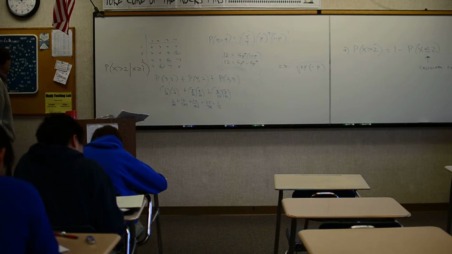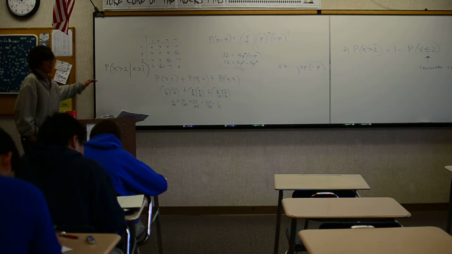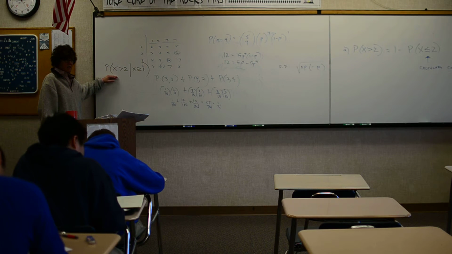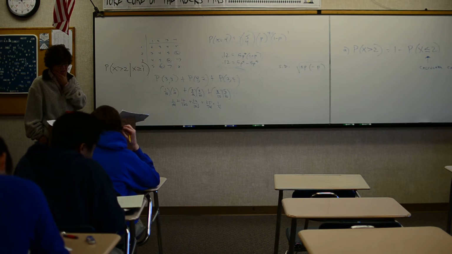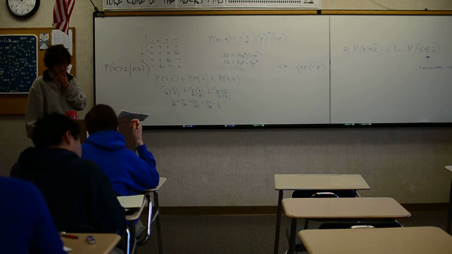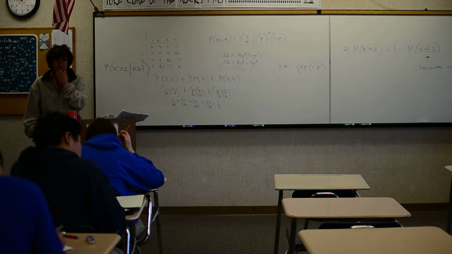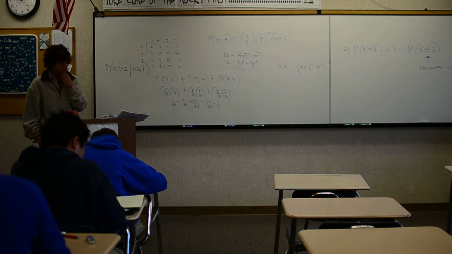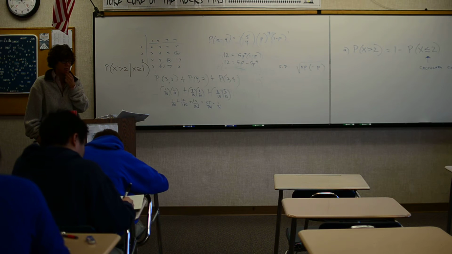But let's think about this. Probability that X is greater than 2, given that it's greater than or equal to 1. So isn't that just going to be the probability that X is greater than 2? No, because given that, you have to take away that there's not any accidents. Okay, I have to take away that there's not any accidents. So how about this? It would be 1 minus the probability that there are no accidents.